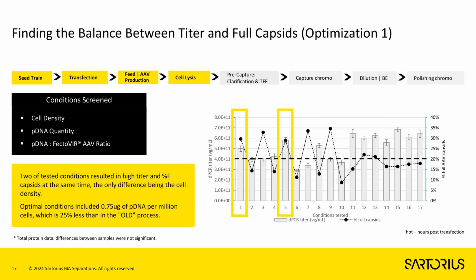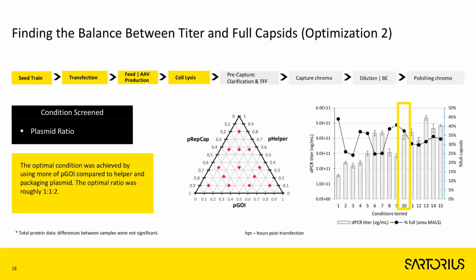So with these conditions in place, we proceeded with the next round of optimization, which was looking more closely into the ratio between RepCap, helper, and gene of interest plasmids. Now, these optimizations were actually performed with AAV8 capsid, which contained GFP as a gene of interest.